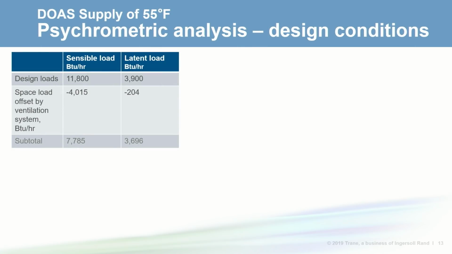Knowing the quantity of outdoor air and the conditions at which it is delivered allows us to compute the amount of space load offset by the ventilation air. Our cool, dry outdoor air offsets 4,015 BTUs of sensible load, leaving 7,785 BTUs for the terminal unit.